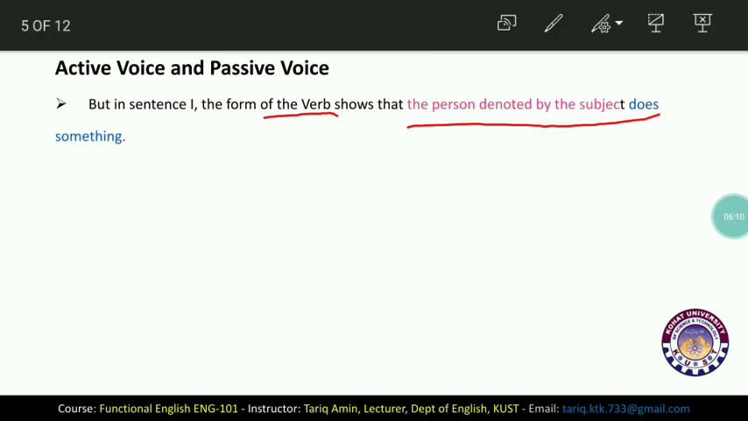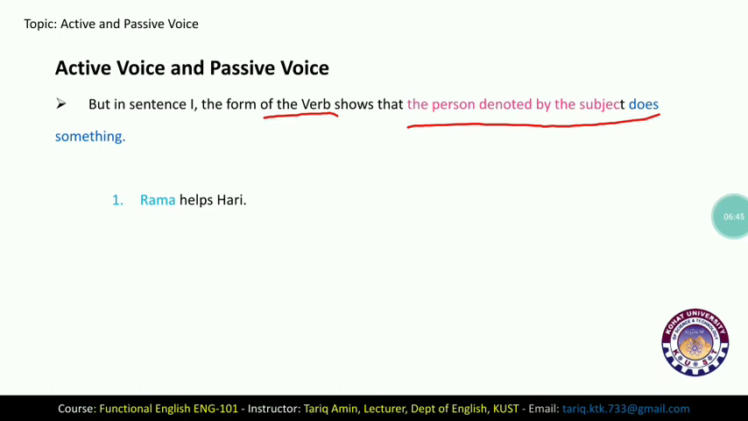In sentence 1, the form of the verb, which is helps, shows that the person denoted by the subject does something. And who is the person denoted by the subject? Rama is the person denoted by the subject. So the form of the verb shows that Rama does something.